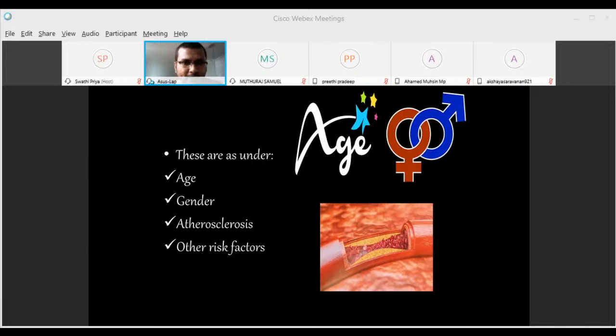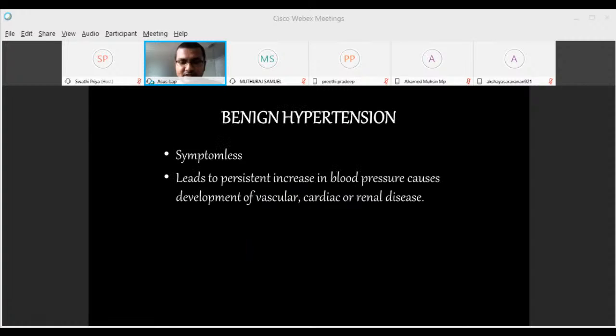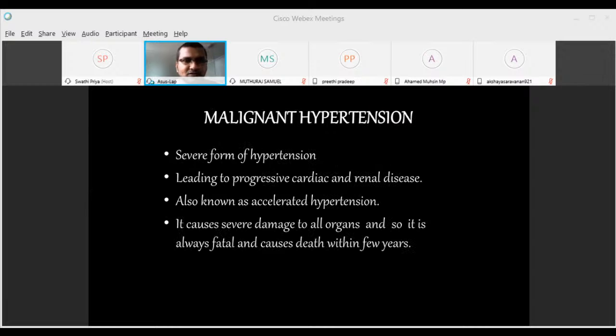Okay, and the classification of primary hypertension is divided into benign and malignant. In benign hypertension, it is symptomless, and it will not cause any dangerous side effects. The word benign stands for gentle, but it is not harmful much. If this benign hypertension persistently increases, it can cause the development of vascular, cardiac, or renal diseases. Okay. Malignant is the opposite of benign.